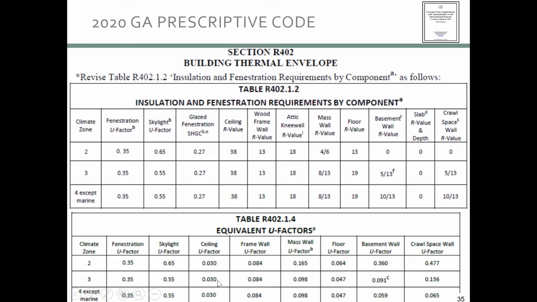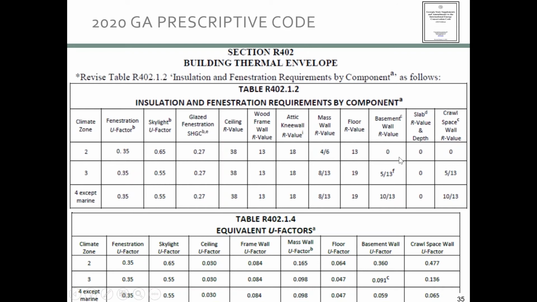Ceilings, basically 1 over R38 is going to be a 0.030 U factor. And likewise, 1 over R13 is going to be a 0.084 U factor. And then mass walls, instead of that, you get a 0.098. And R19 floor insulation would be a 0.047. That's about 1 over 19, pretty close to that number.